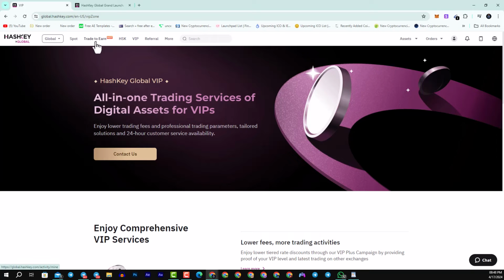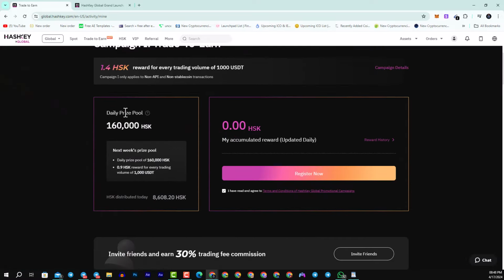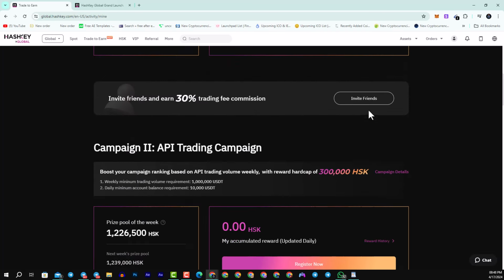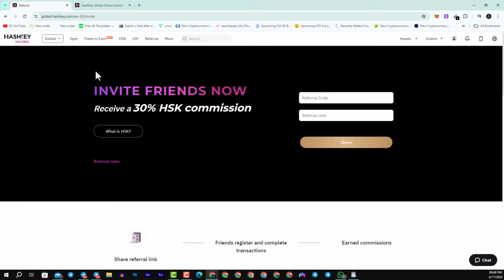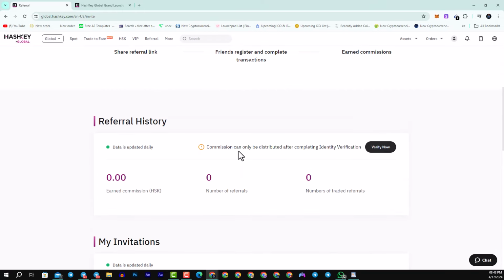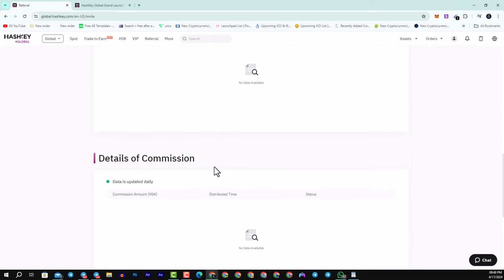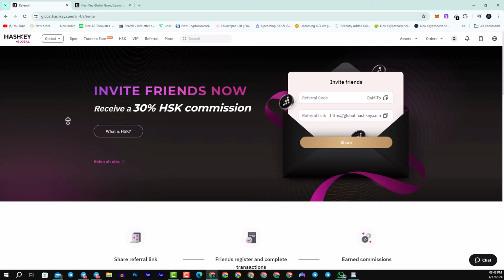We have here trade to earn. It is the hottest option. Now you can see your daily price pool up to 160 HashKey. You can register now and invite your friends to earn 30% of the trading referral commission. You can see here your link, you can copy it and send it to your friend. After they register and complete a transaction, you can earn commission. You will see here your earned commission, your number of referrals, and the invitations they registered by.